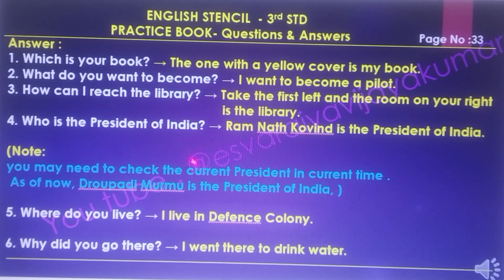Fourth one, who is the President of India? Here, Ramnath Kovind is the President of India. Here in this note, you may need to check the current President of the current time, and as of now, Draupadi Murmu is the President of India.